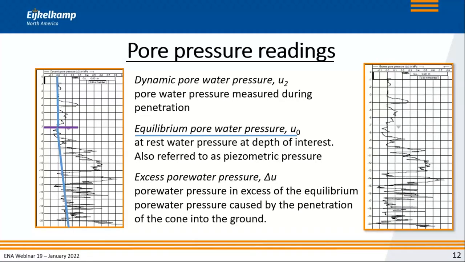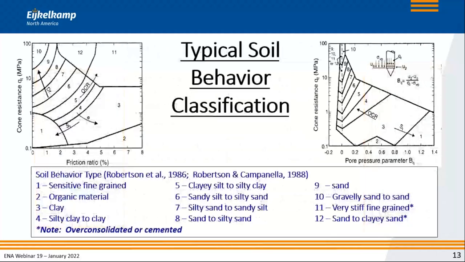But what we are finding then as well is you can go down one step further. You can deduct the equilibrium pore pressure from the dynamic pore pressure, and that gets you then the excess pore water pressure. And that excess pore water pressure is purely a result of the dynamic effects as you push the cone in the ground. And we use that to indicate what kind of soil behavior you can expect as part of your CPT.